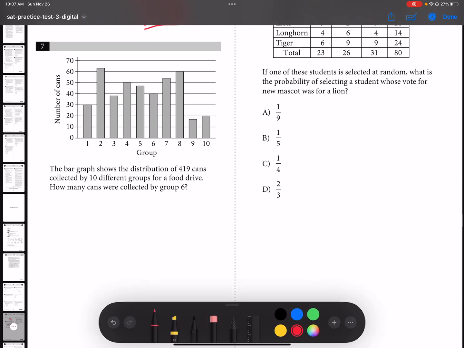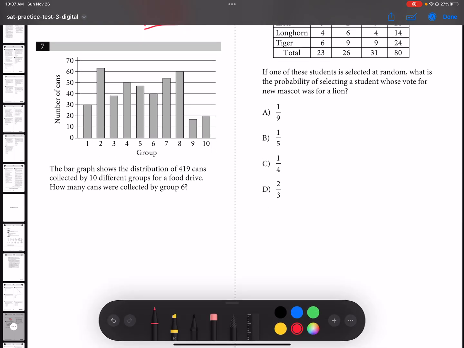Okay, number 7. The bar graph shows the distribution of 419 cans collected by 10 different groups of food drive. How many cans were collected by group 6? So if you check how much group 6 collected, we have 40 cans. So that's your answer.